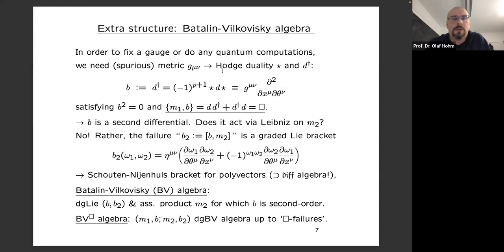So let's say we have a metric g mu nu. Let's think just flat Euclidean metric, for instance. What does it mean?